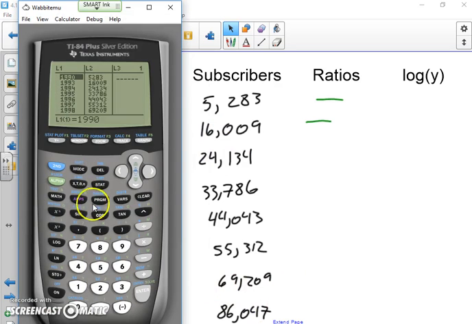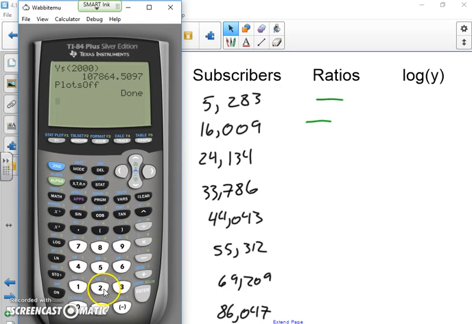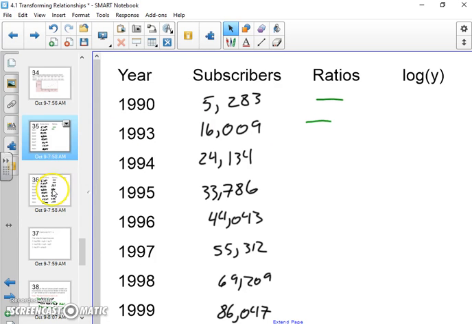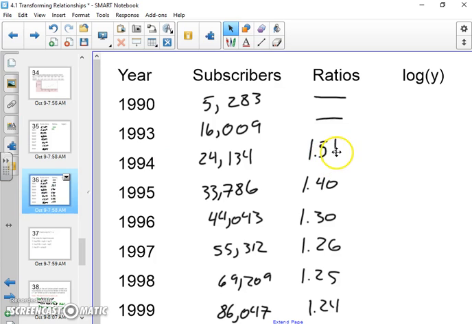So, let me just show you what that looks like real quick. 24,124, that's going to be divided by, that's the information from 1994. The information from 1993 is 16,009. So if I enter that correctly, I get this number here. I'm only going to use these first two decimal points, so I'm going to put right here 1.52. Actually, sorry, 1.51. So these are the ratios.